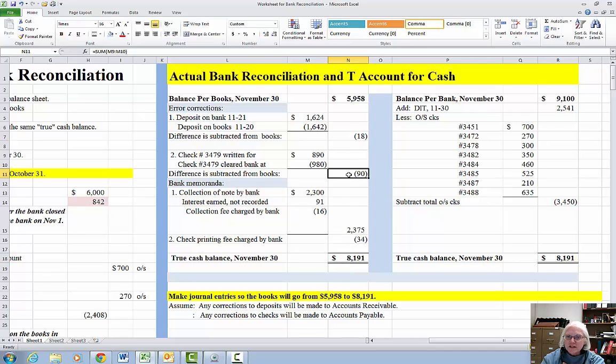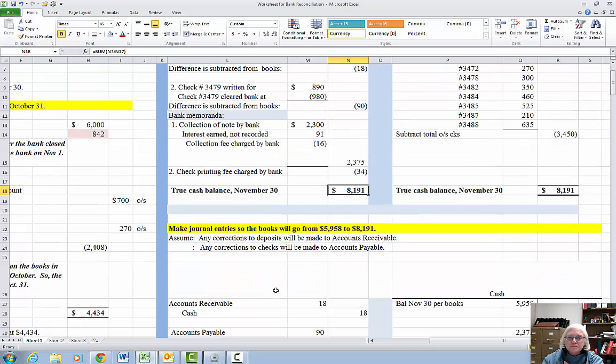So I'm going to take each of these reconciling items and make a journal entry for it. I could do it all in one. I can do it in a separate one for each one. I can do a separate one for each individual item. Whatever you want to do. It doesn't matter as long as cash ends up at $81.91.